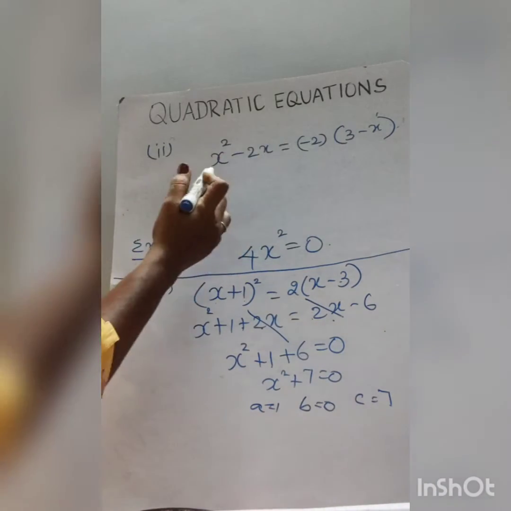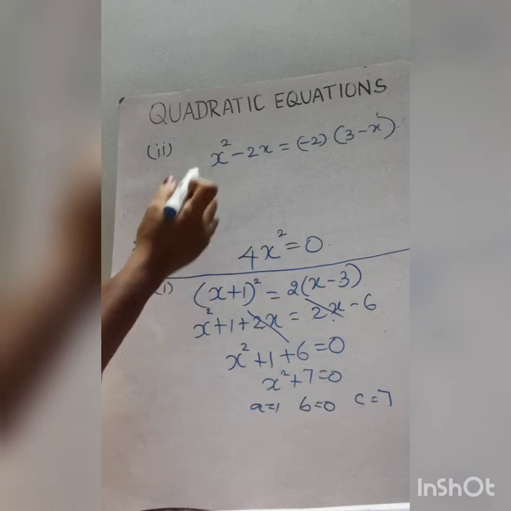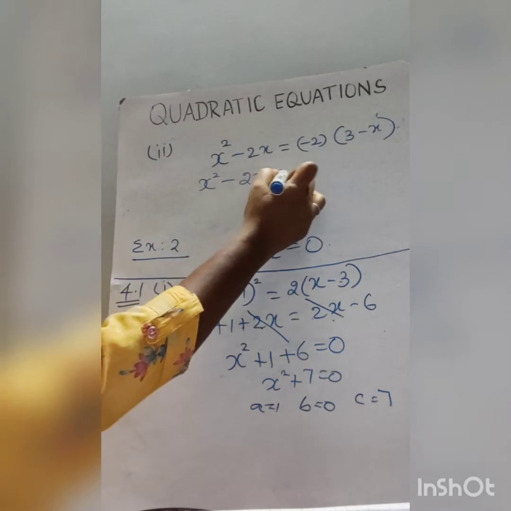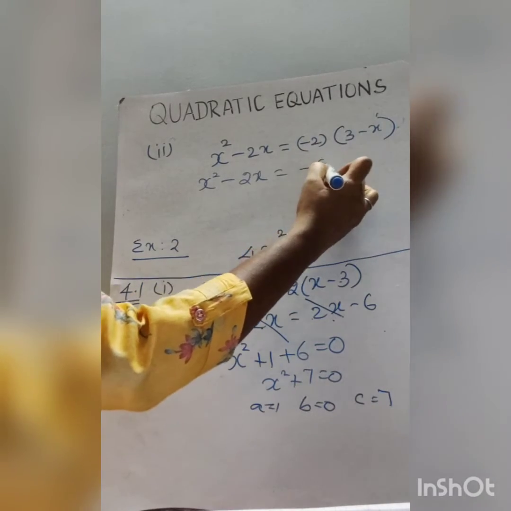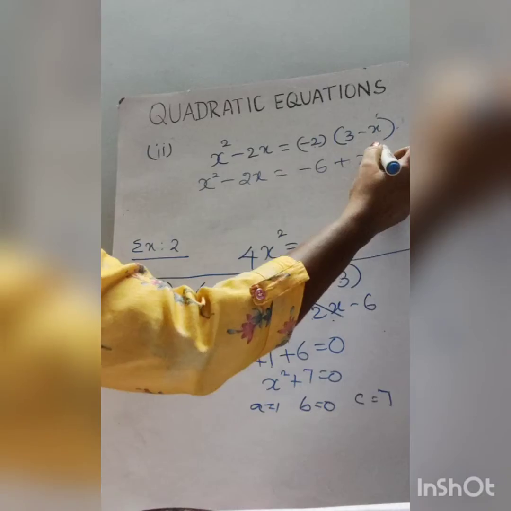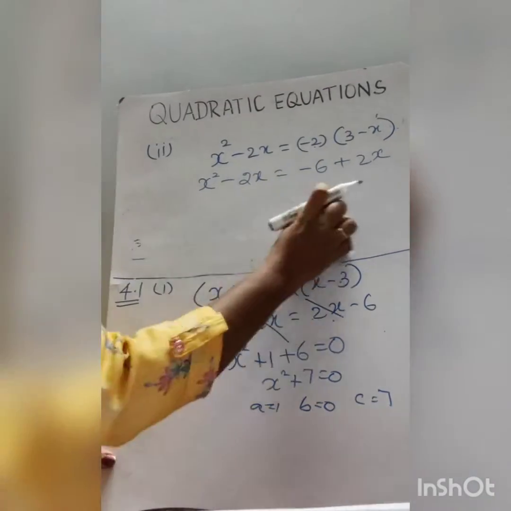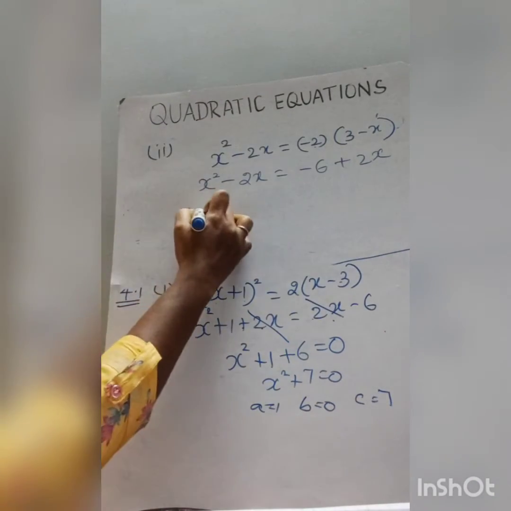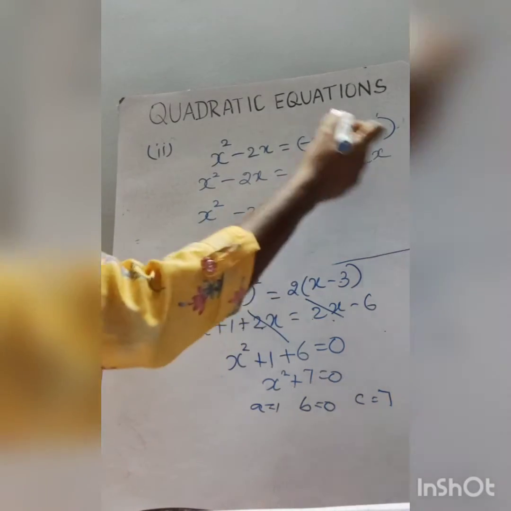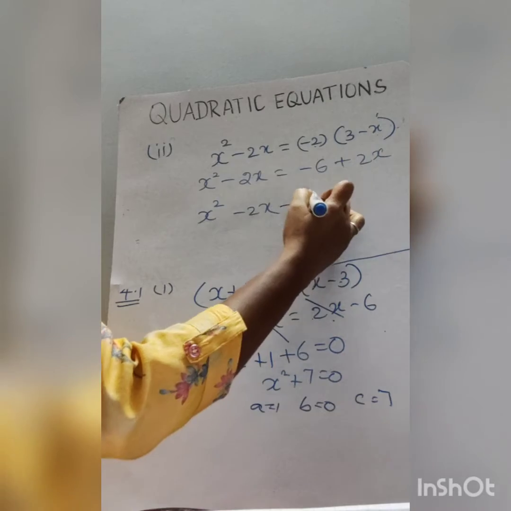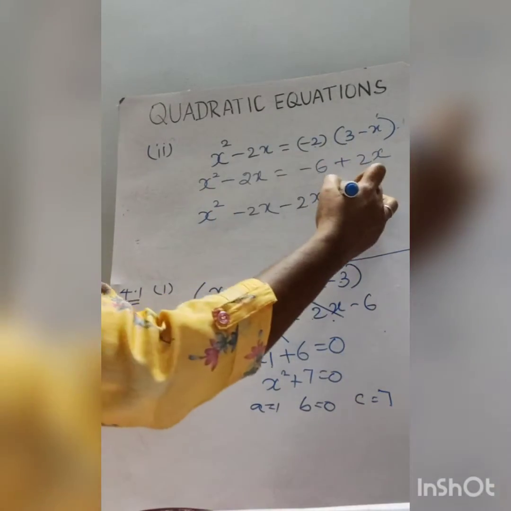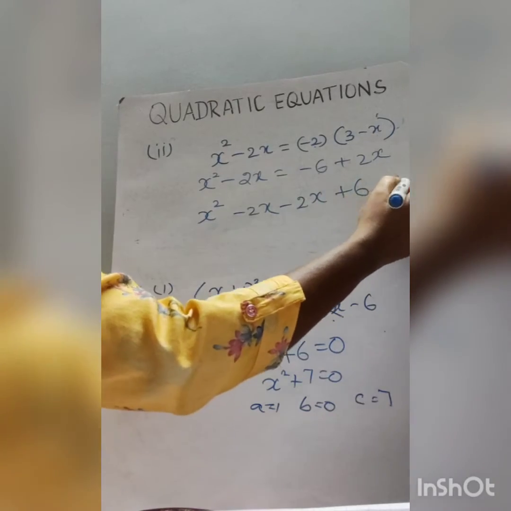So in this equation, let me simplify again. We have x square and minus 2x. This side minus 2 into 3, which is minus 6. Minus 2 into minus x, which is equal to plus 2x. Let me write all the terms. I have minus 2x, bring 2x this side, again minus 2x, and minus 6 when you bring this side, you will get plus 6 equal to 0.